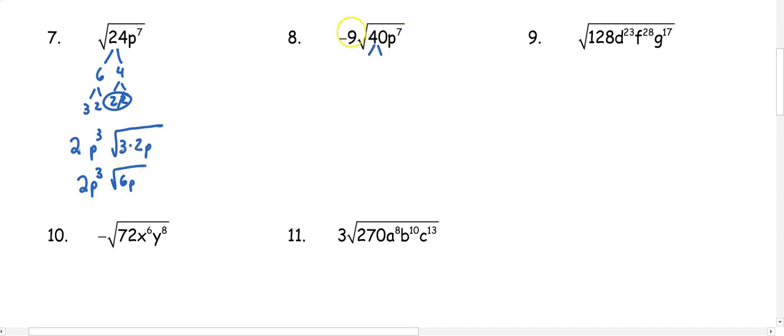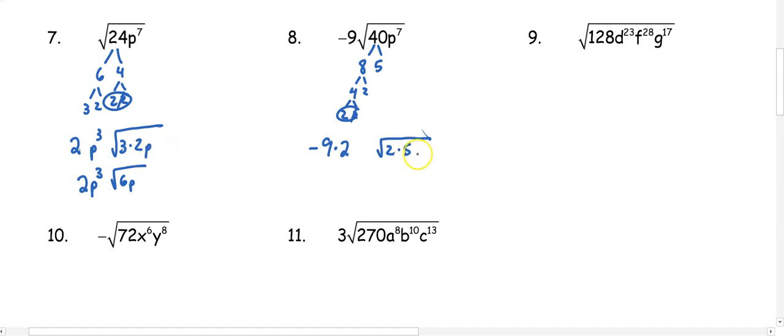Number 8, we need to break down 40. So 40 multiplies to 8 and 5. 8 is 4 and 2, and 4 is 2 and 2. So I have a pair of 2's that's going to multiply outside with that 9. And under the root, I'm left with 2 and 5 that did not have pairs.